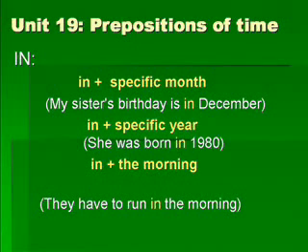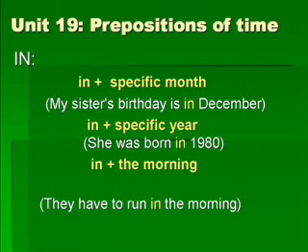So first of all, in with a specific month. My sister's birthday is in December. So December is a specific month, a particular month. So with month we use in. We cannot use on or at. So my sister's birthday is in December.